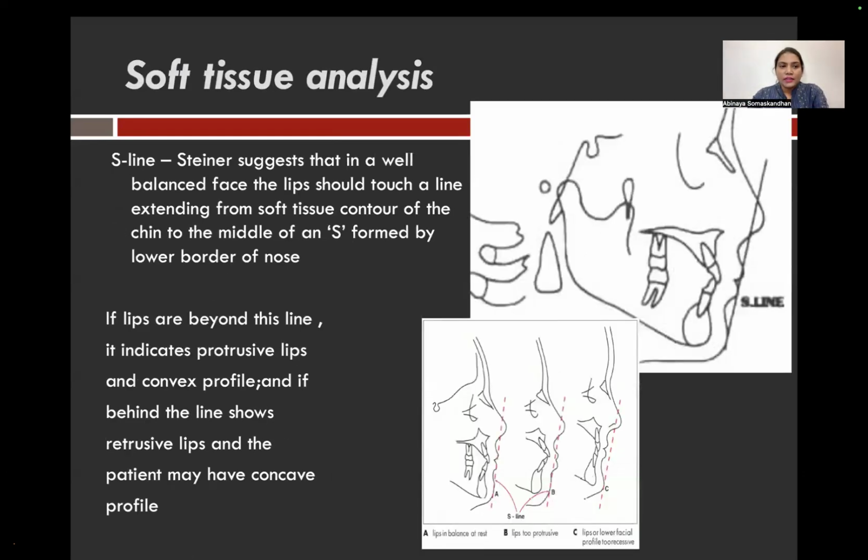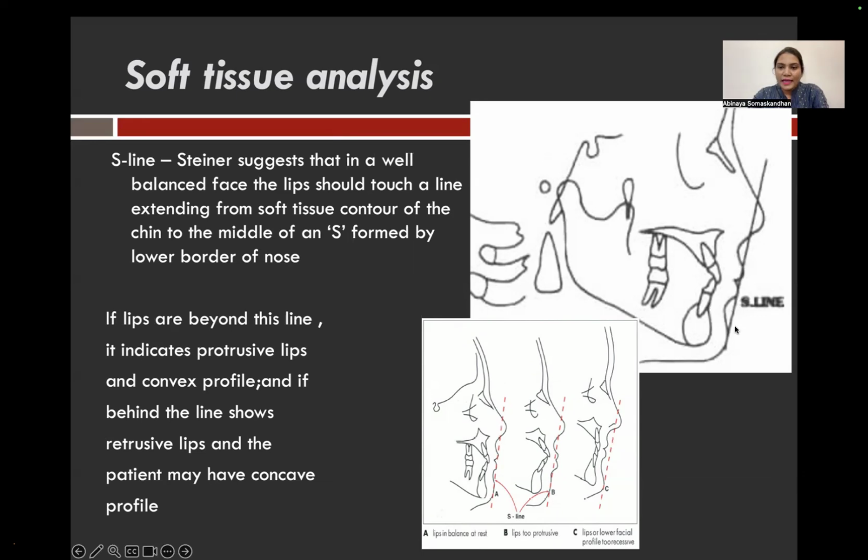Coming to the soft tissue analysis, Steiner suggested something called the S line. In a well-balanced face, the lips should touch the line extending from the soft tissue contour of the chin to the midpoint of the S formed by the lower border of the nose.